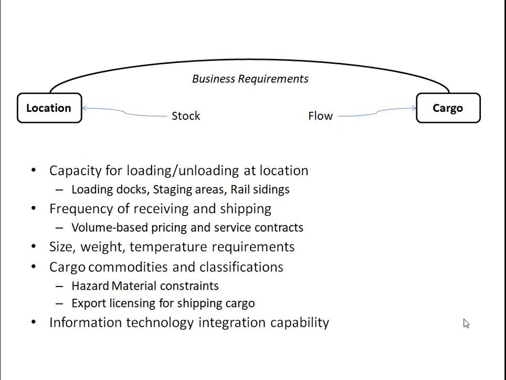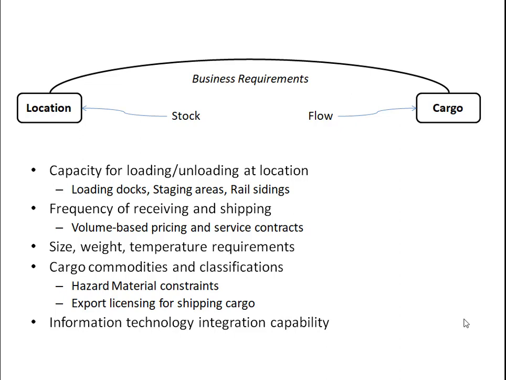So I've got all kinds of different kinds of locations that my system will have to be able to handle. And I've got size and weight and temperature requirements for the cargo. I've got the cargo commodities and their classifications, so what is being shipped. Some cargo is hazardous material. Some of it needs export licensing depending upon where it's going. As well, if I'm going to implement my systems for cargo management in a company, I need to know from my customer locations what kind of information technology integration capability they have. Will I be able to integrate their logistics system into my system as I move forward? So these are all different kinds of requirements at the customer level, not my internal system requirements, my basic business requirements at the customer level for what my customers might be looking for.